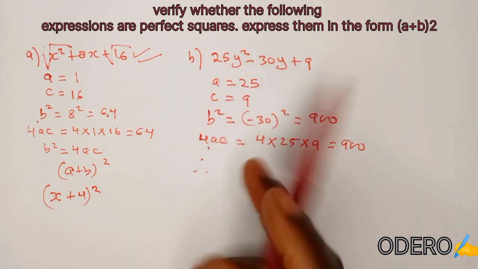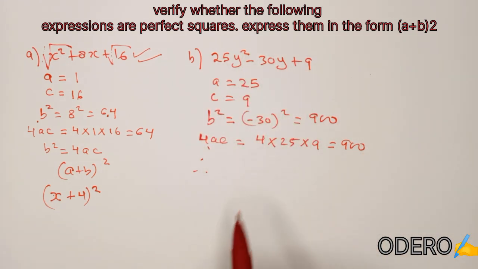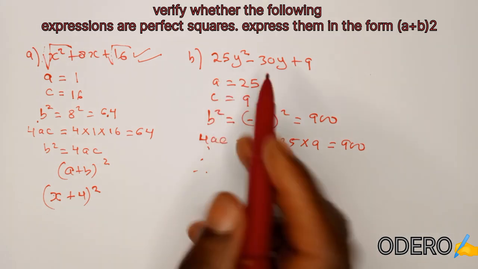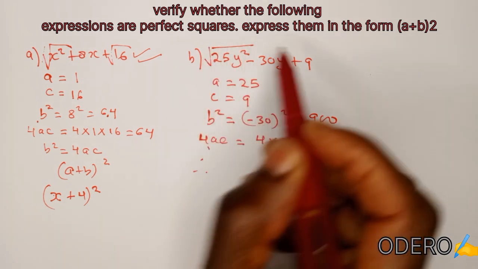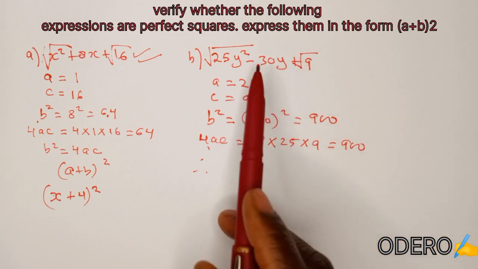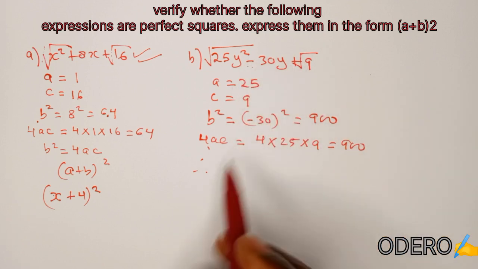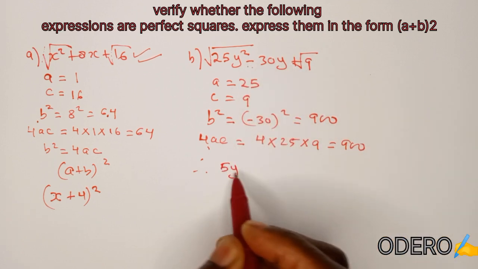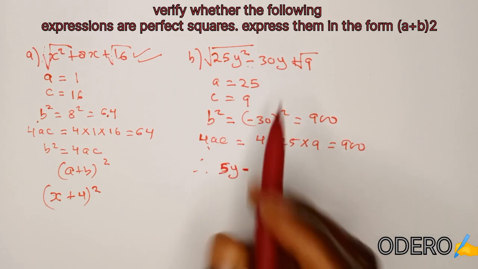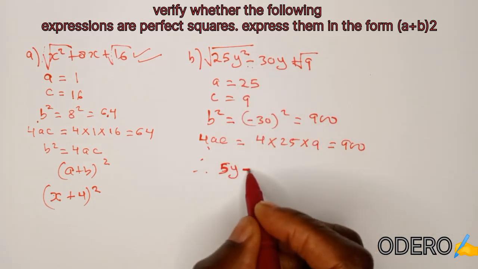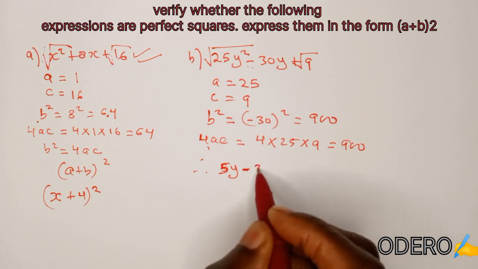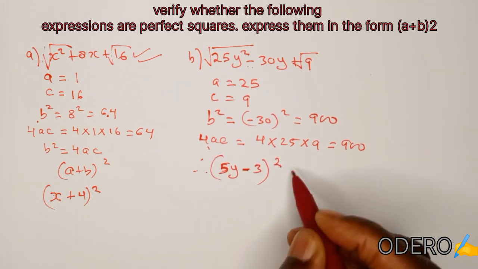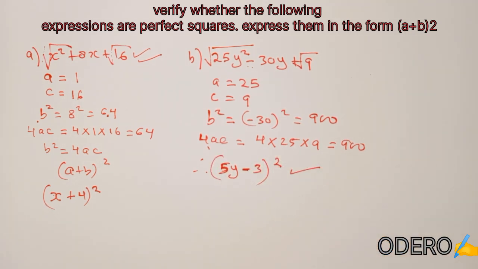If you express it as a square of a single expression, you just square root the whole of this and you square root the whole of this. Since here it is minus, then you say this will be 5y minus 3. Since it is minus, you put the minus inside that bracket, then this will be 3, then you square, and that will be the square of a single expression.